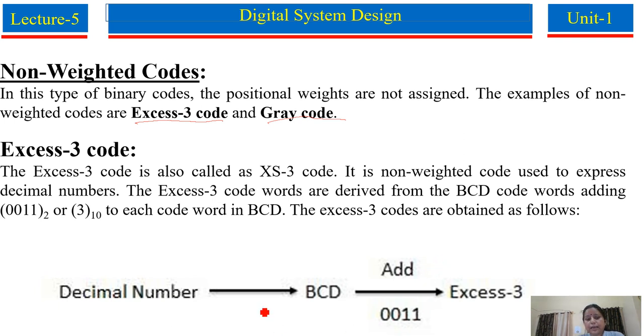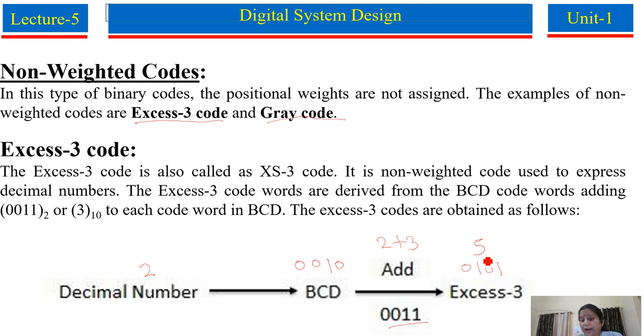For example, if I have one decimal number, say the decimal number 2. How do I represent it in BCD? Very simple, 0010 according to its weight factor. But I want to calculate its Excess-3. I already told you, Excess-3 means 3 ज़्यादा हो जाएगा किससे? From BCD. So 2 plus 3 is 5. So the equivalent Excess-3 is 5, or we represent it like this: 0101.